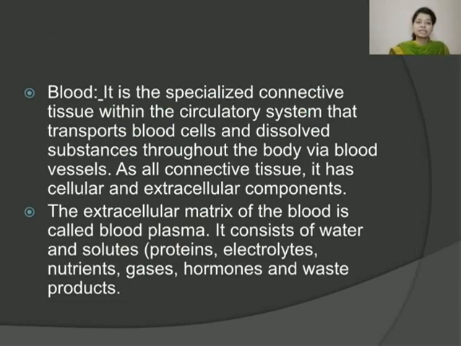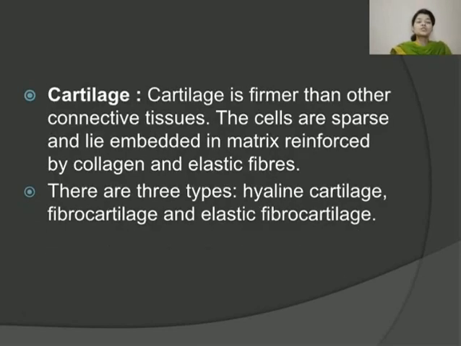So it is a specialized connective tissue, a fluid connective tissue basically, which is present within the circulatory system, and it helps in the transport of blood cells and substances throughout the body with the help of blood vessels, right? It is known for transporting substances throughout the body, right? The extracellular matrix of blood is termed as plasma, and it consists of water and different solutes like your proteins, electrolytes, gases, hormones, waste products, etc. Right?